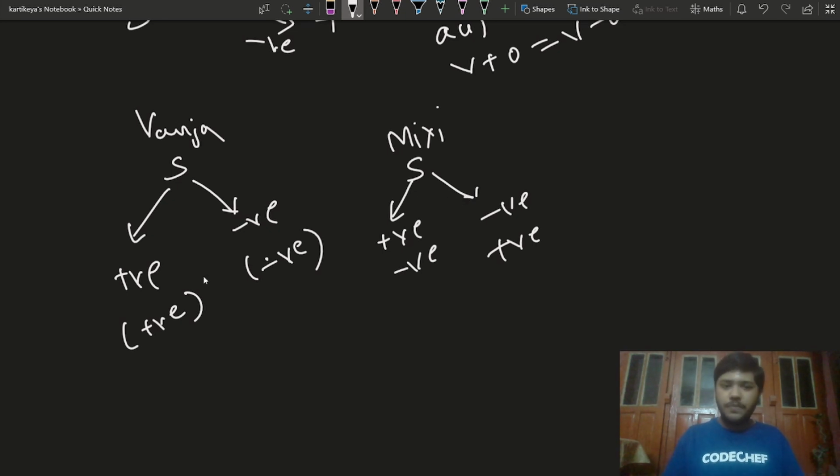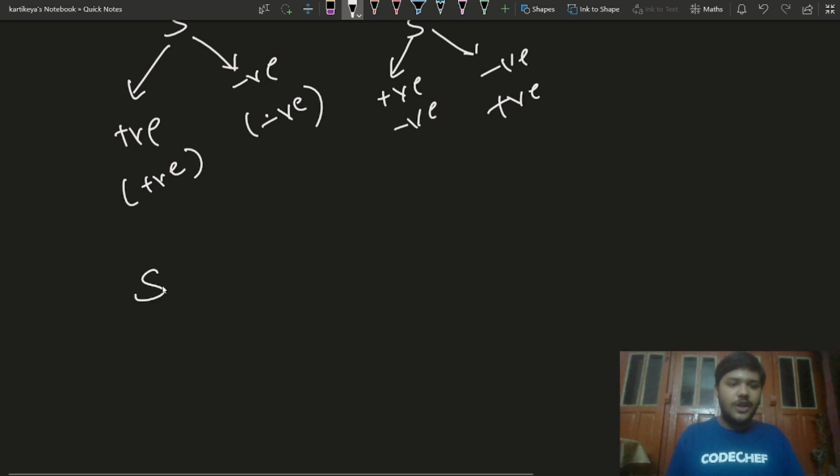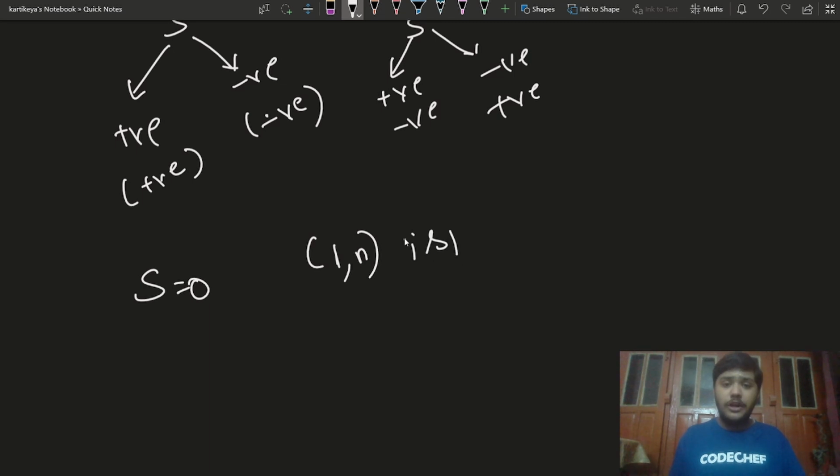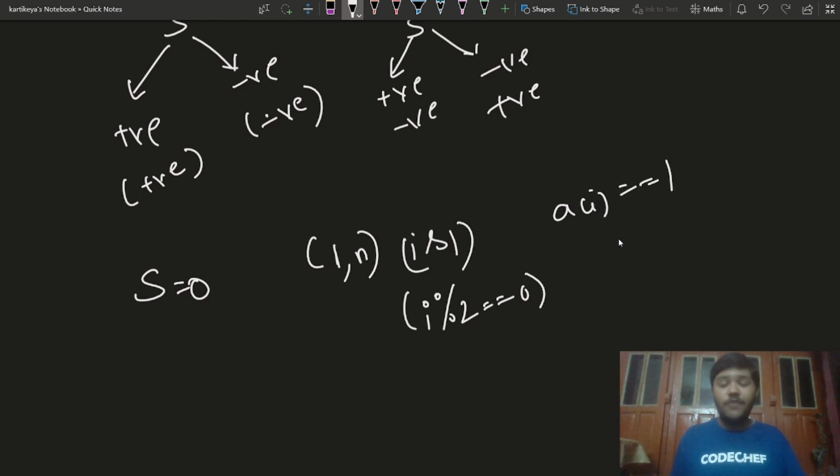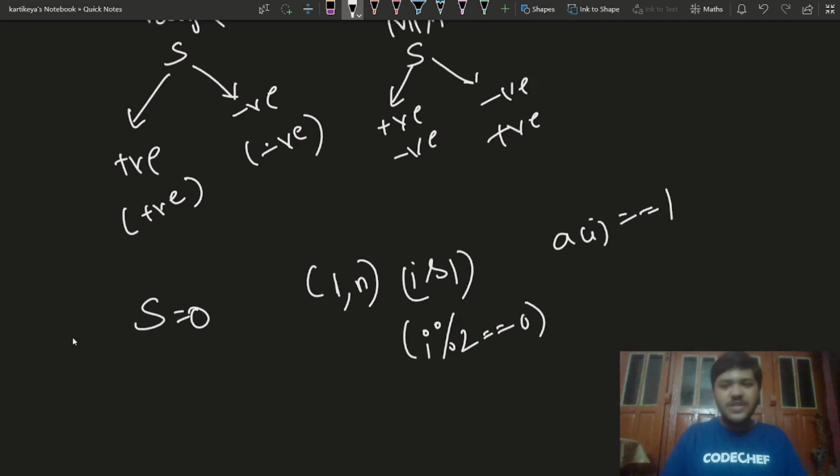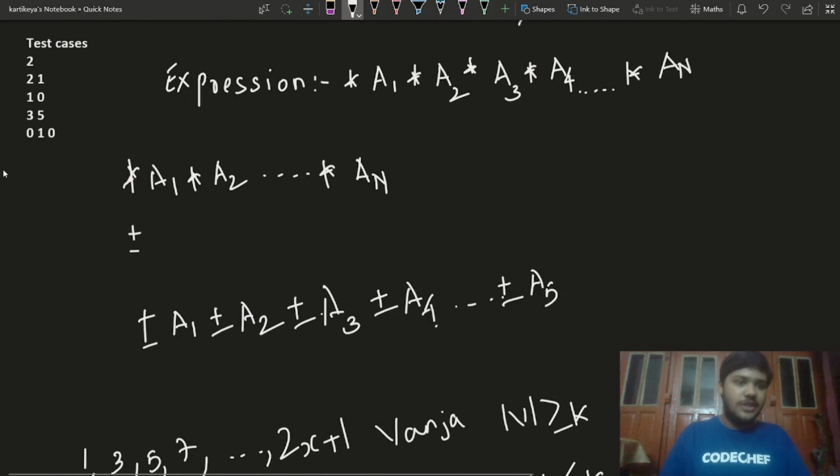So what we would do: we are given n elements. The initial value of the expression is 0 when we haven't assigned a sign to any of the elements. We would iterate from i equal to 1 till n and check whether it is Vanja's turn if i is odd, or Mixi's turn if i is even. Depending on whose turn it is and the sign of s, we would either increase it by 1 or decrease it by 1 if a of i is equal to 1. But if a of i is equal to 0, we would simply continue, because assigning a 0 a positive or negative sign doesn't have any effect on the magnitude. So let's solve it for the given test cases.